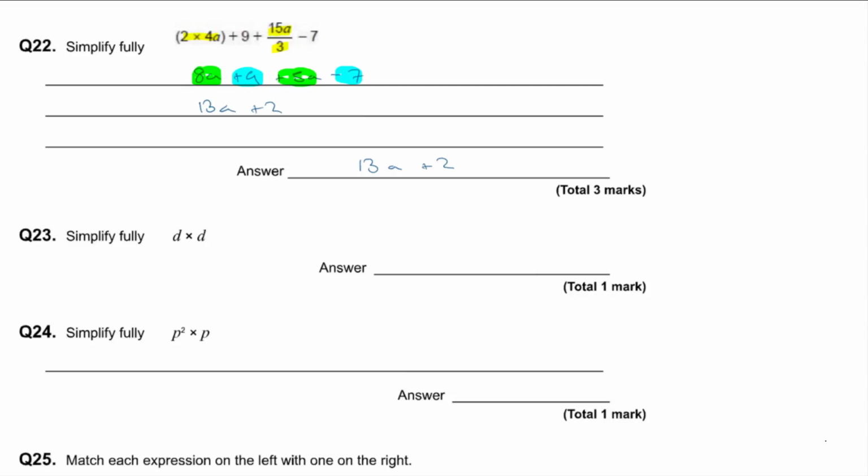23, simplify d times d. When you times something by itself, you square it, it's d squared. And simplify fully p squared times p. Well, if you've got p squared, which is p times p, and you multiply it by another p, you've actually got p times p times p, which is the same thing as p cubed, isn't it? Or another way of thinking about it is laws of indices. When you've got two numbers with the same base, p, and you multiply them together, you add the indices. You've got the 2 and that kind of silent 1 that's there, giving you 3 altogether.